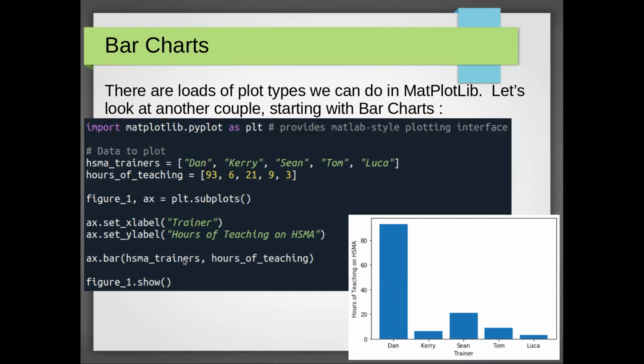And the two things I'm going to pass in to that method are the two pieces of data, the X and Y data. So the X data being the HSMA trainers up here, and the Y data, the hours of training. So for each HSMA trainer, what's their equivalent hours of training? And plot that on a bar graph. And then we show it. So exactly the same as before, just with a different call when we come to actually plot it.